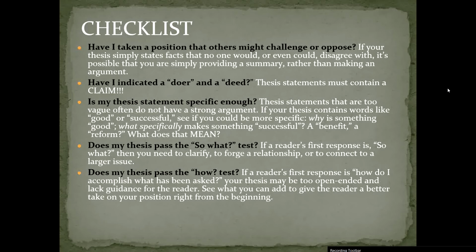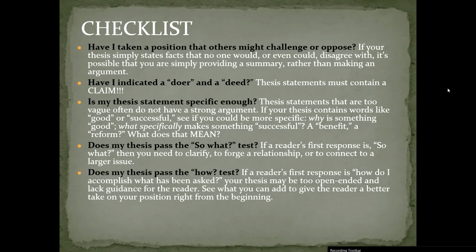Is my thesis statement specific enough? Thesis statements often do not have a strong argument. If your thesis contains words like good or successful, see if you could be more specific. Why is something good? What specifically makes something successful? A benefit, a reform, what does that mean?